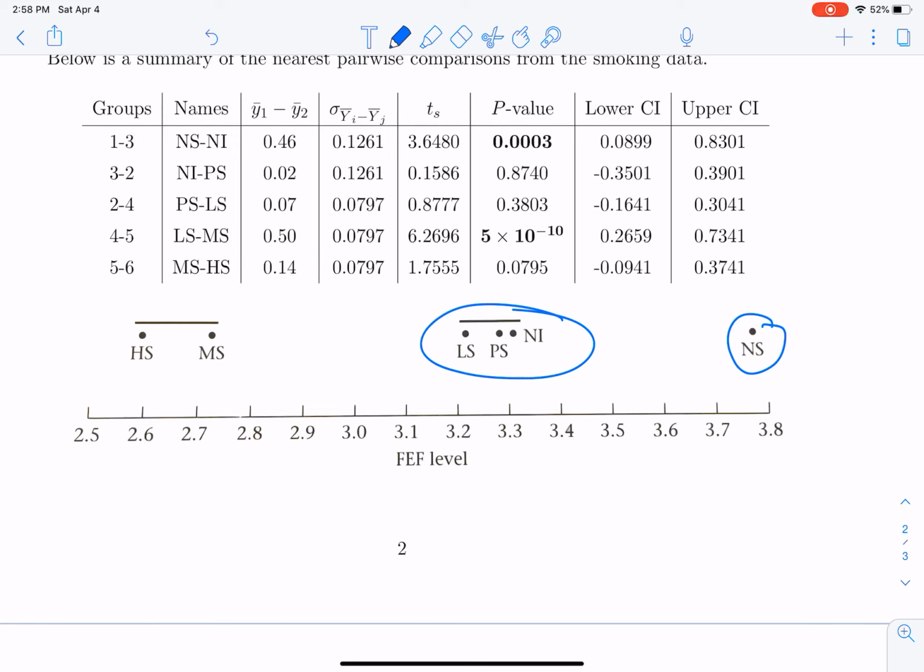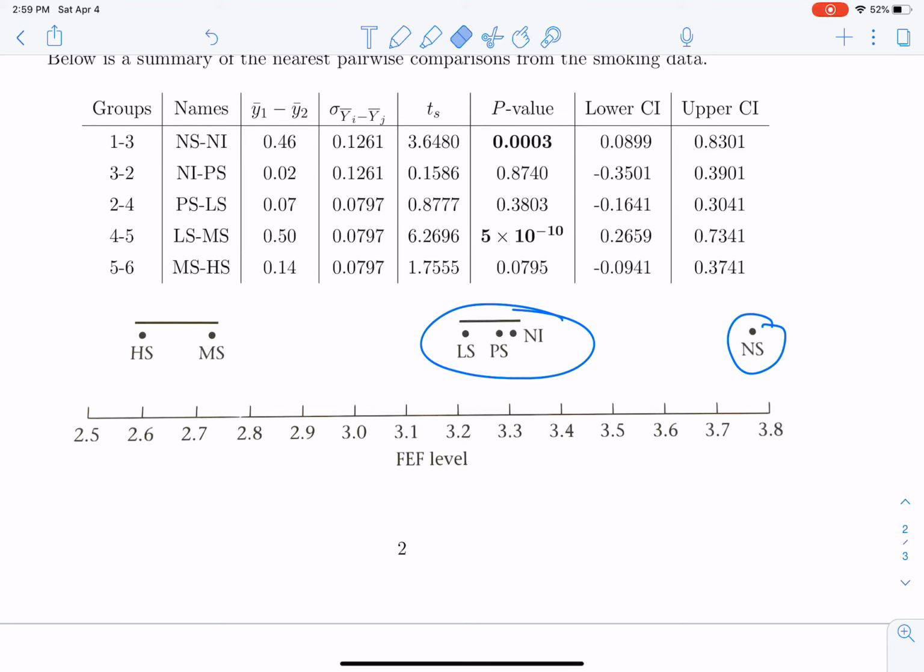But there is a statistically significant difference between those three groups and the heavy smoking group and the moderate smoking group. The heavy and moderate smoking groups, I put a line over them to signify that there's not a statistically significant difference between those two groups.